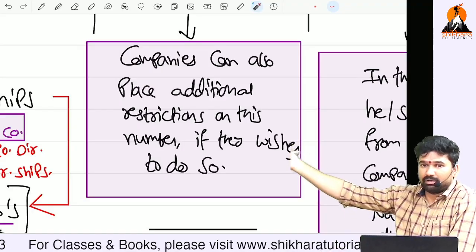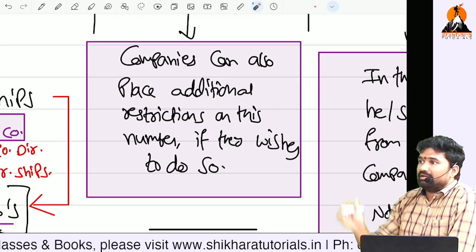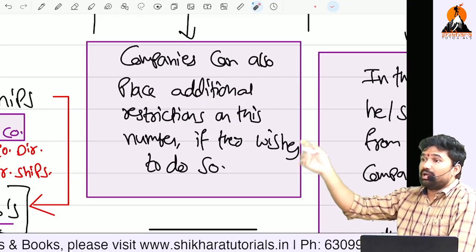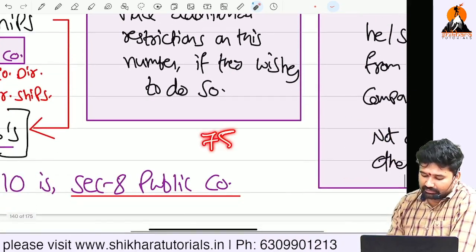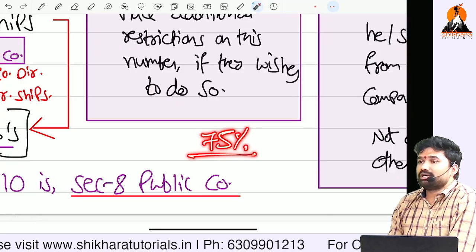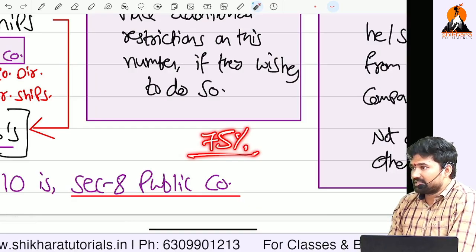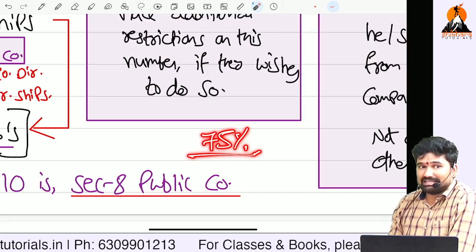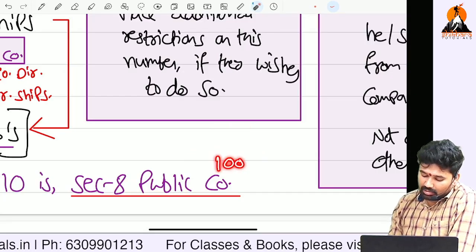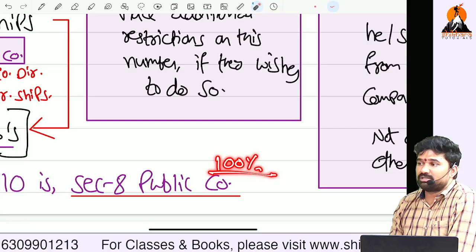Say for example, your company's articles of association is saying that in order to do that thing, unanimous resolution is required. What is the Companies Act saying? Special resolution is required. What is the voting percentage of special resolution? 75%. Now, your articles of association say that not 75%, 100% voting is required. Is it possible to do so?